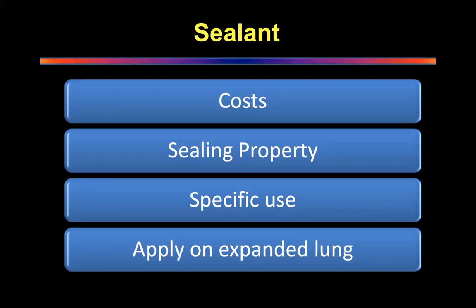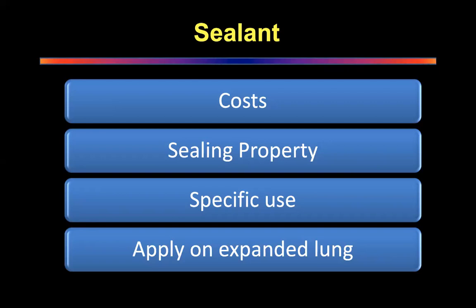The reality is that the moment you expand the lung, whatever is stuck on the surface of the lung just flies away because the lung expands. So you have just wasted 15,000 rupees for nothing if you have applied it on a collapsed lung. So the trick to apply any sealant on the surface of the lung is to always have the lung expanded, at least 80%. That's enough to give you a view.